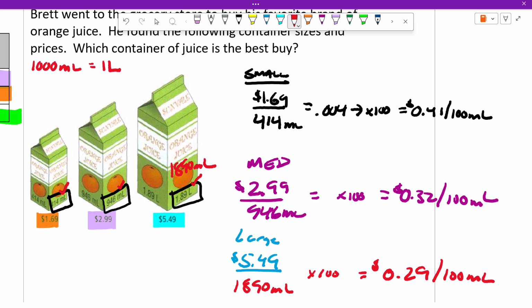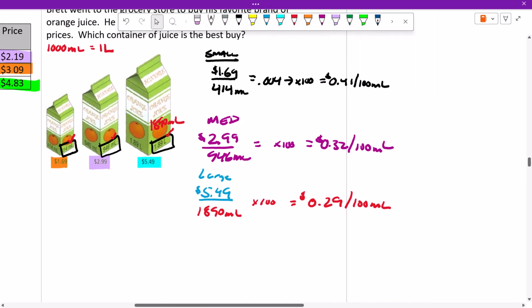So now, I converted this one to milliliters. We could have done the other thing. We could have converted all these other ones to liters if we wanted to, as long as they're all matching. I'd rather just change one number than 2 numbers, so I just did the one thing. Okay, so now looking at all 3, which one's the best deal?